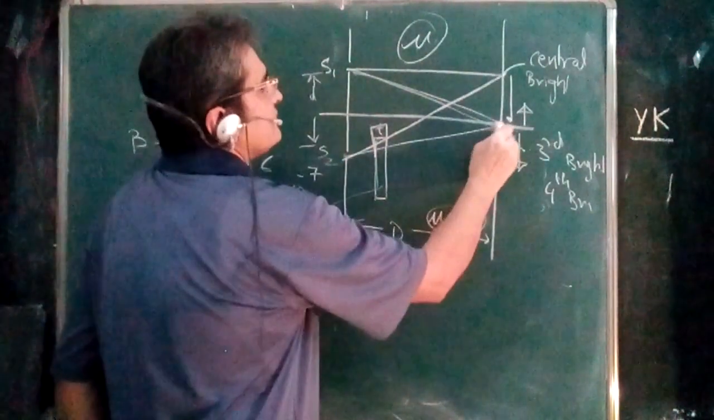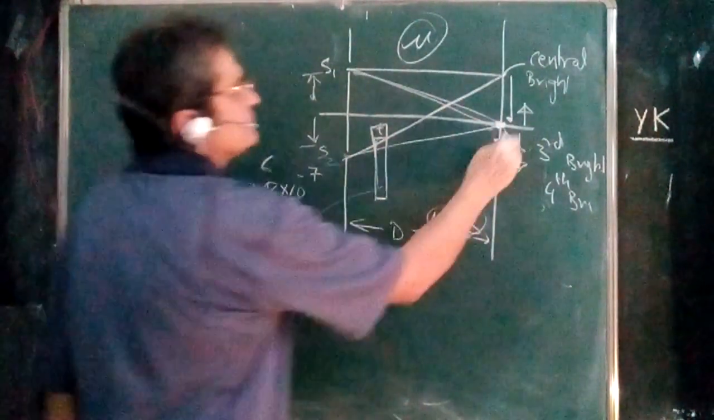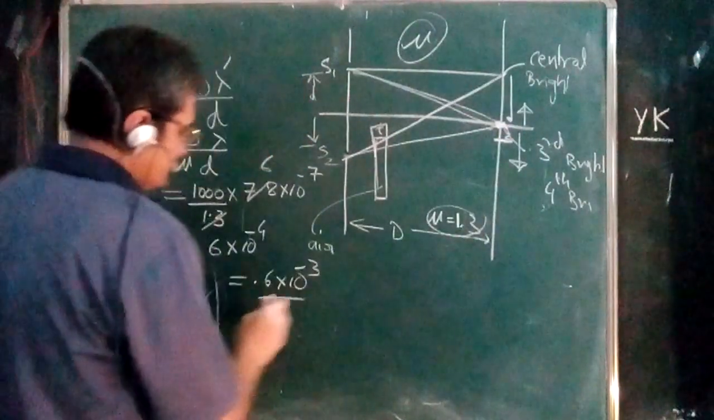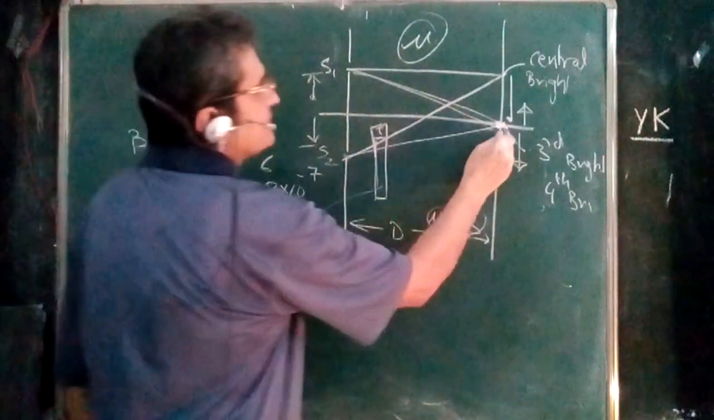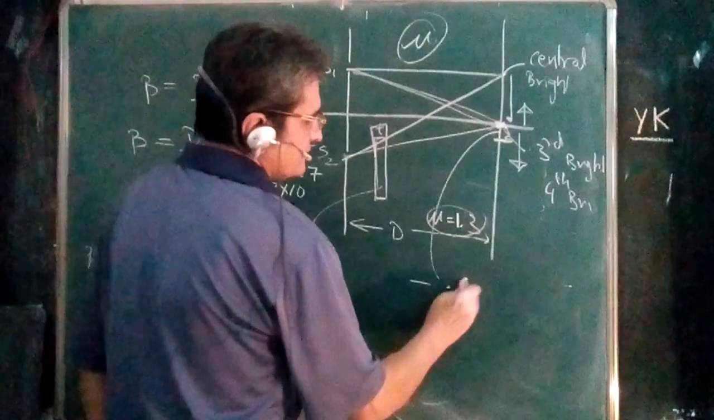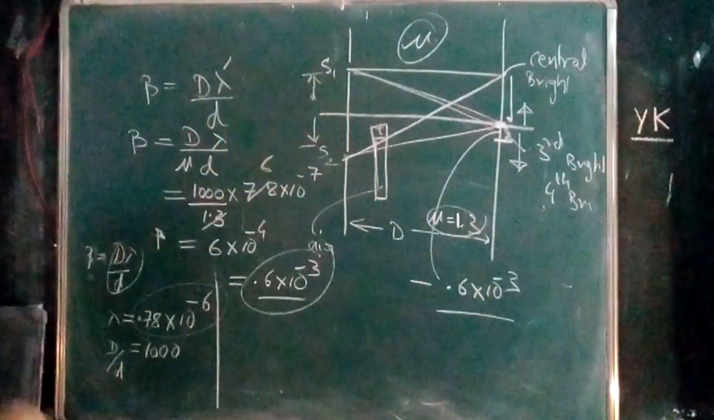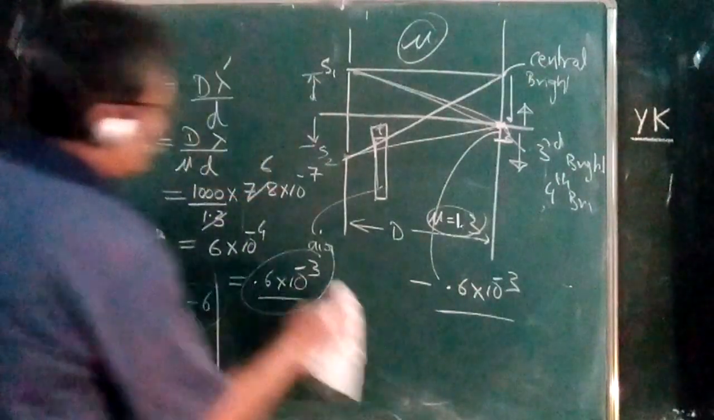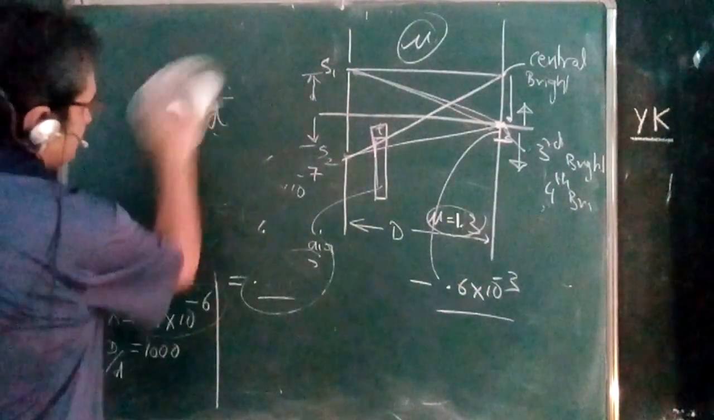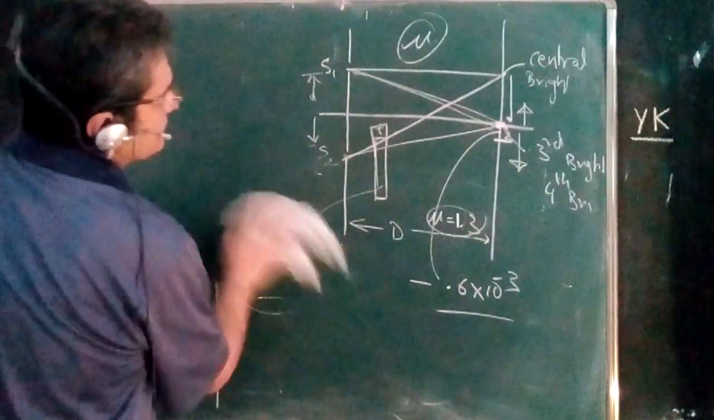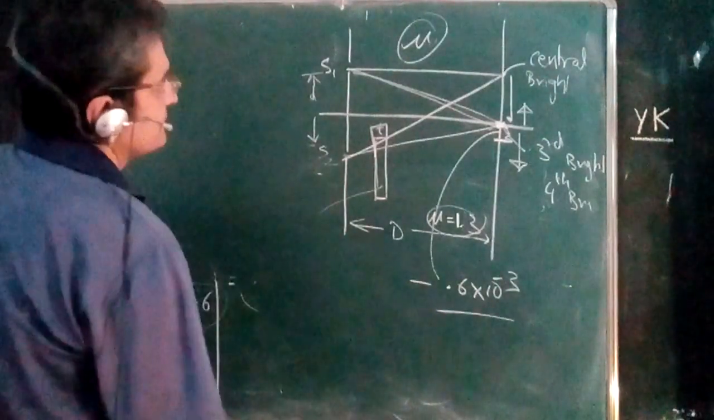So if this is the third fringe, the fourth fringe will be just adding the fringe width. So it is at a distance of minus 0.6 into 10 to power minus 3. This is one way of doing it. Let me do it by a slightly longer method also, just to understand the concepts.